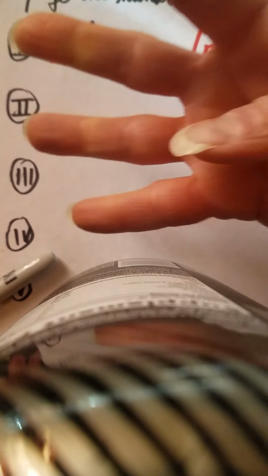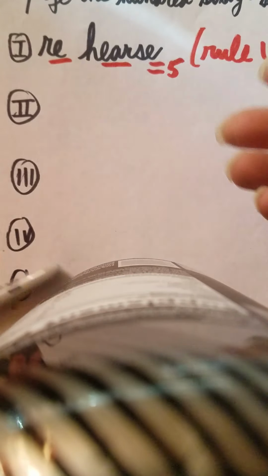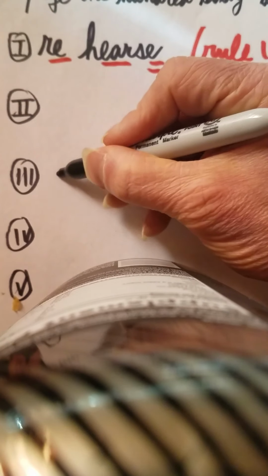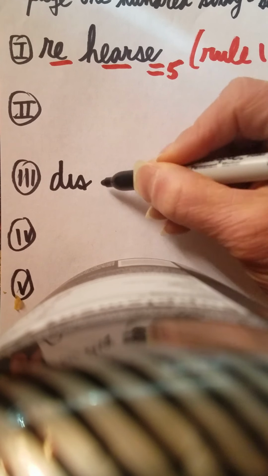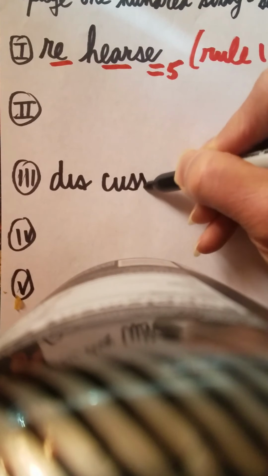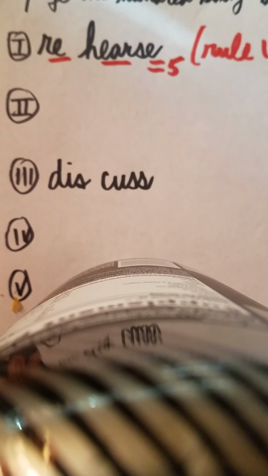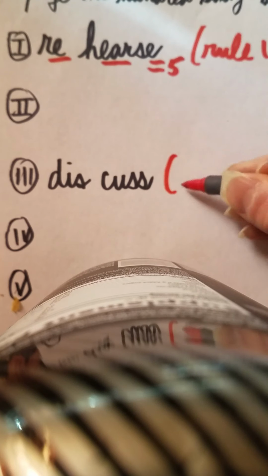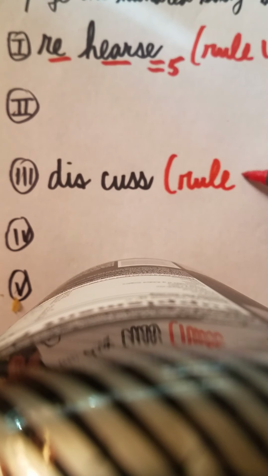Discuss. It's number 3. Let's go. Discuss. Don't forget to dot your I. And see a double consonant at the end. Excellent. That is good old Rule 7.